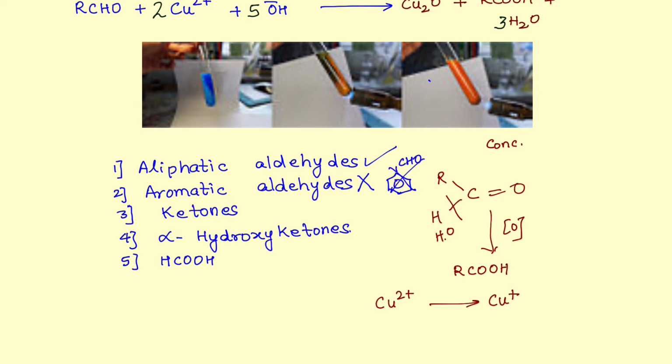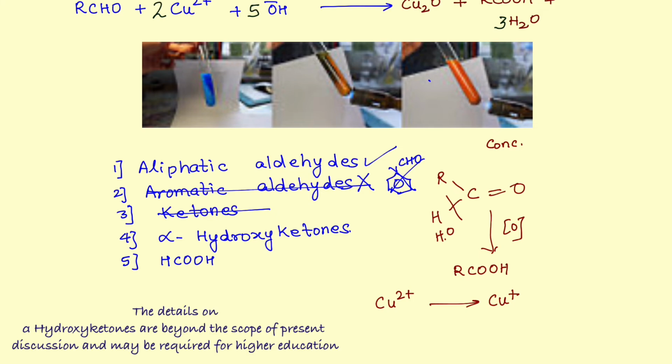Do ketones give this test? No, they don't. So let me strike them off. Do alpha hydroxyketones give this test? Yes, they do, because they can be tautomerized to give you the aldehyde. Does formic acid give this test? Yes, it does. Right?